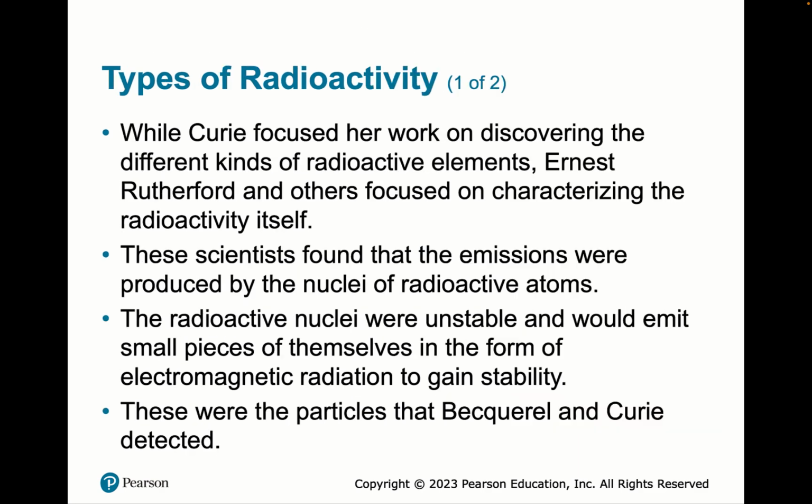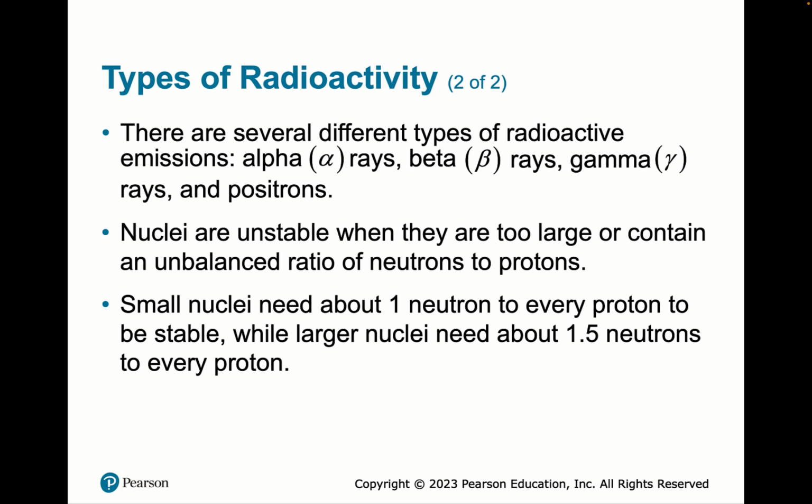So let's talk about the different types of radiation. So we already mentioned with Rutherford and with the atom and with the nuclear atom, and we found different types of emissions from radioactive atoms and tried to categorize them. And so here are the different types of radiation: alpha rays, beta rays, gamma rays, and positrons. So although we call them rays, they're actually particles. Alpha particle is a helium nucleus, beta is an electron, gamma is a photon, and positron is antimatter.